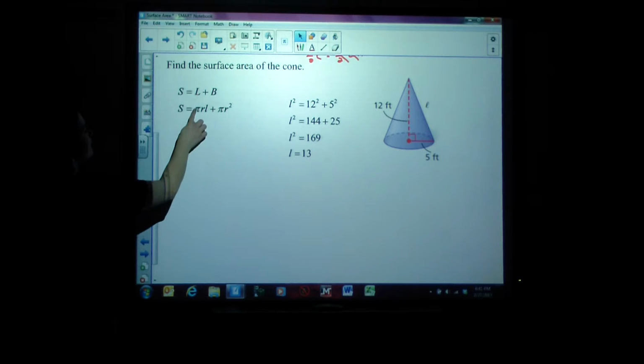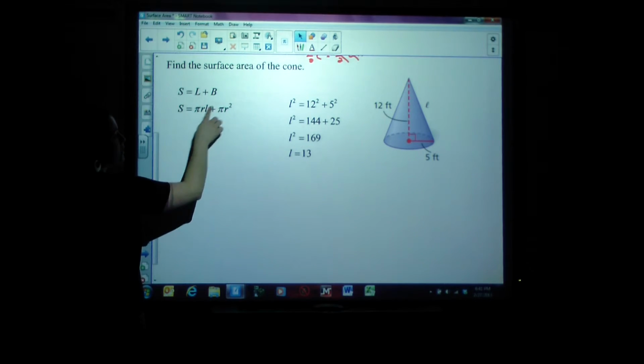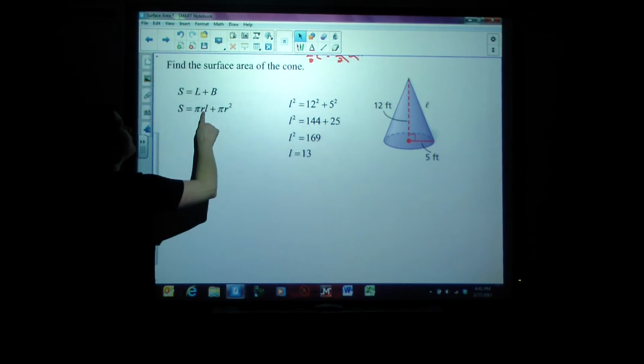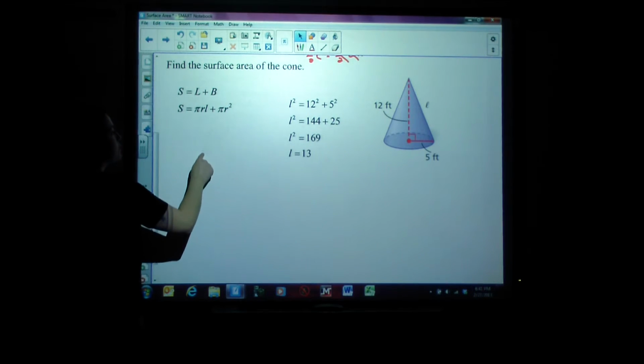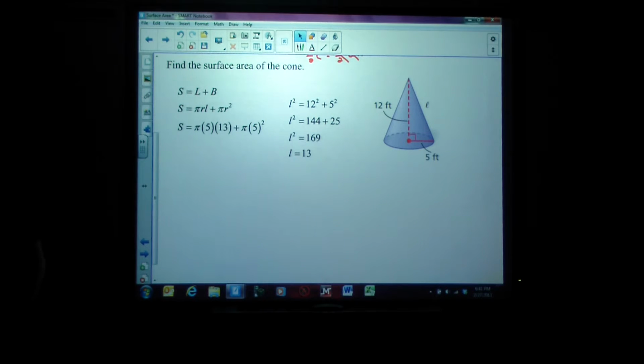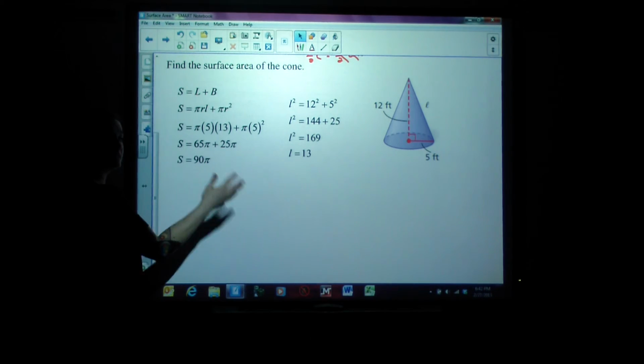So now we can plug stuff in. Pi, that's constant. R is the value of 5. Slant height, we just found to be 13, plus pi times r squared. Again, r is 5, so we're going to take 5 squared. So if we plug in r and our slant height correctly, we'd have pi times 5 times 13 plus pi times 25. And if we simplify, we get 65 pi plus 25 pi. Simplify again, we end up with 90 pi exactly as a surface area. The exact surface area is 90 pi feet squared.